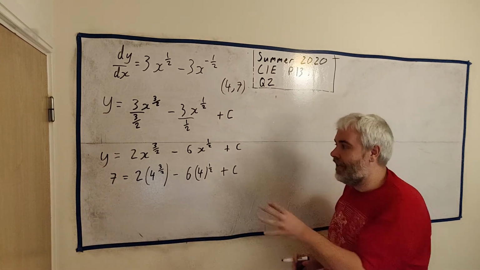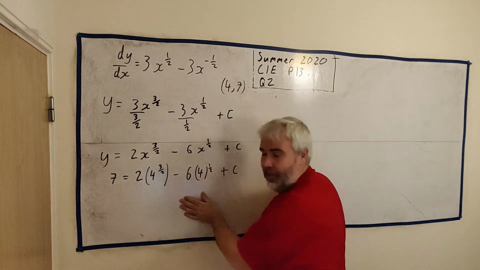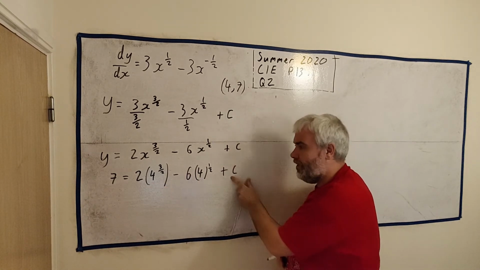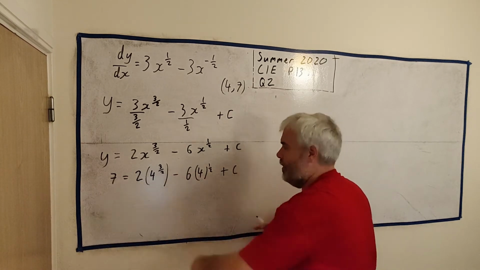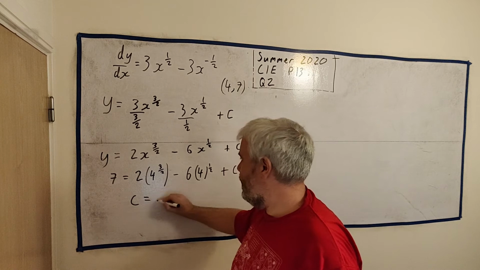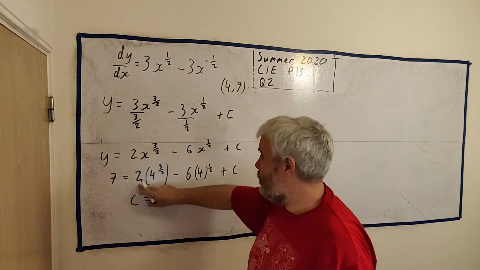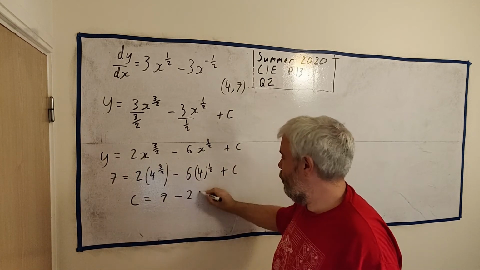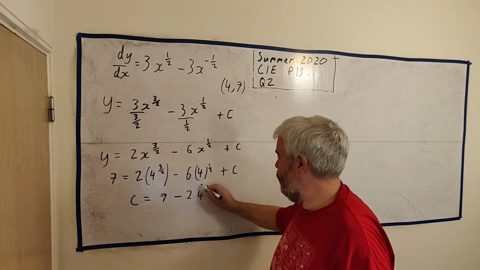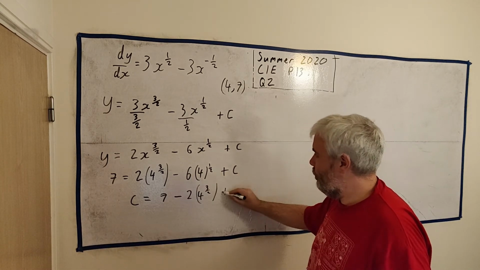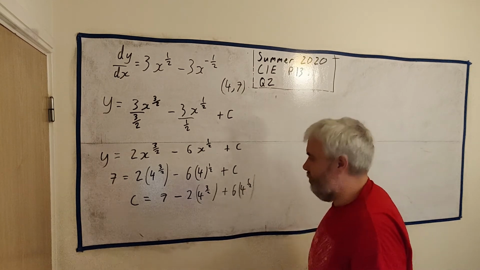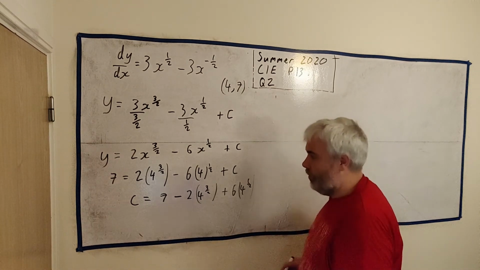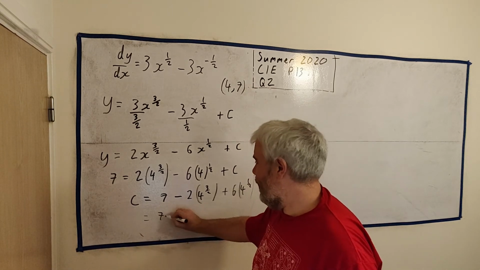This is going to let us get c, because look, there's all numbers here. Calculator will figure all this out for us. We can just get c equals. Let's do it right now. Let's just move both of these guys over. We'll get c is equal to 7. This will become a minus 2, 4 to the power of 3 over 2. This will become a plus 6, 4 to the power of a half.